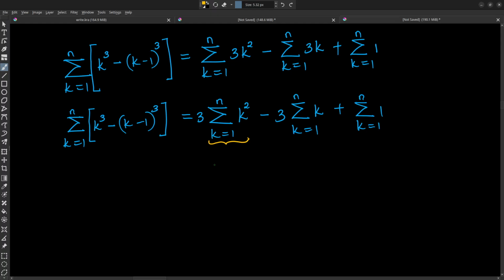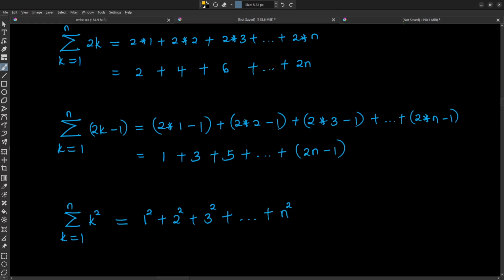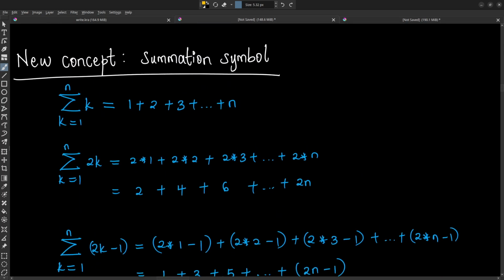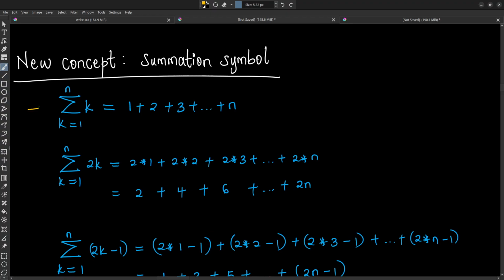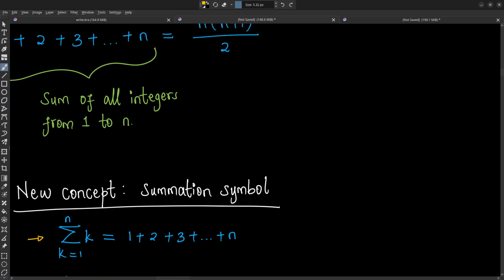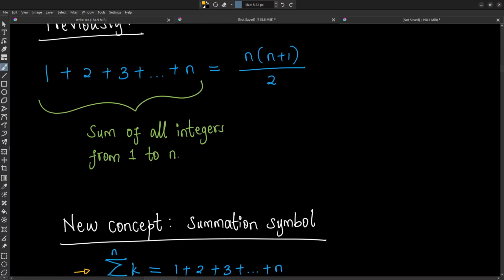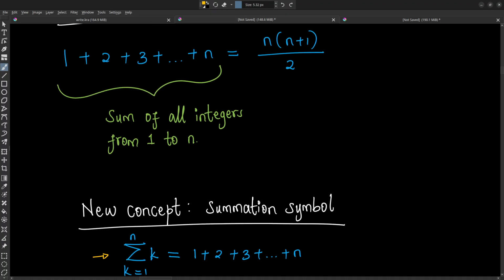Then another thing to check is, look at this. Have you seen this somewhere? The summation from k equals 1 to n of k. Let's go back here. Scroll a bit upwards, and here it is. The summation from k equals 1 to n of k. This is 1 plus 2 plus 3 all the way to n. But we already determined that, let me scroll a bit here. We already determined that 1 plus 2 plus 3 all the way to n is the same as, we use this formula, n times (n plus 1) over 2.